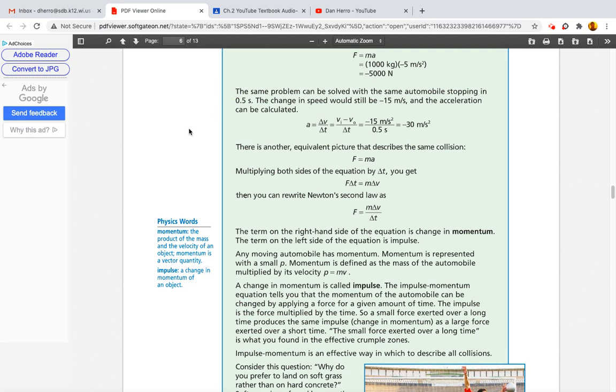The same problem can be solved with the same automobile stopping in a half of a second. The change in speed would still be negative 15 meters per second, and the acceleration can be calculated. Initial velocity minus... okay, and then basically you're just doing negative 15 meters per second divided by a half a second equals negative 30 meters per second squared.